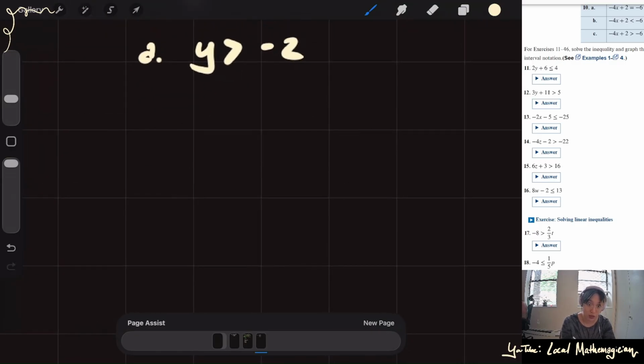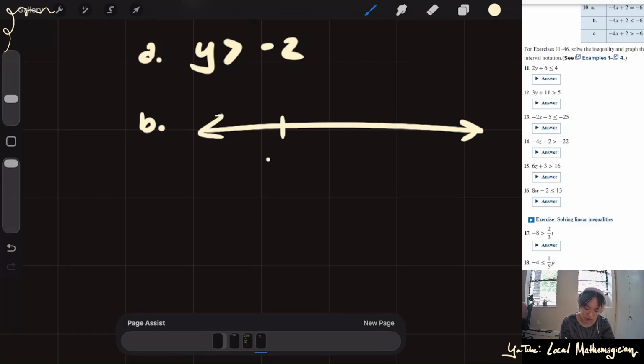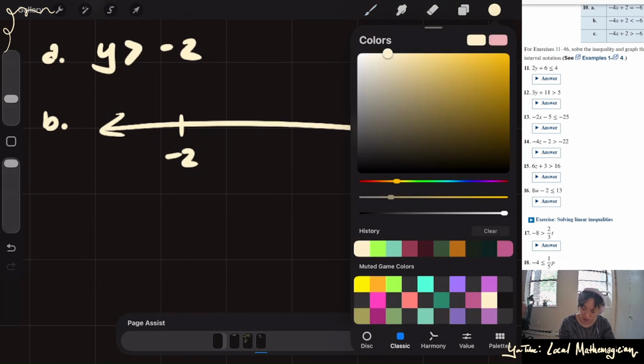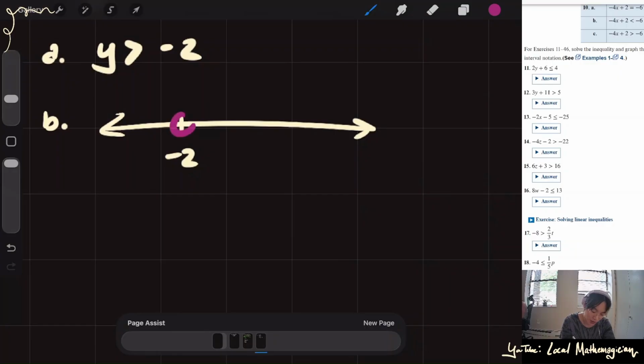Let's put this into a graph. So y has to be greater than negative 2. Let's put negative 2 right here. y is bigger than that. y is not equal to that. So we want an open circle. There you go.